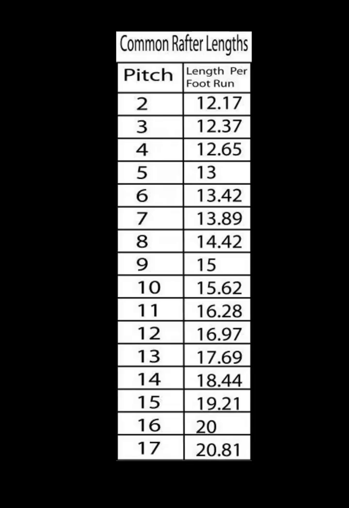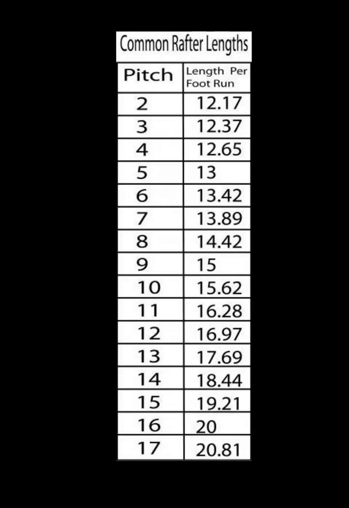So we're going to take that number, 13.42, and then multiply it times the total run of the building. In this case, it's 12 feet. So it would be 13.42 times 12. That will give us the length of the common rafter.